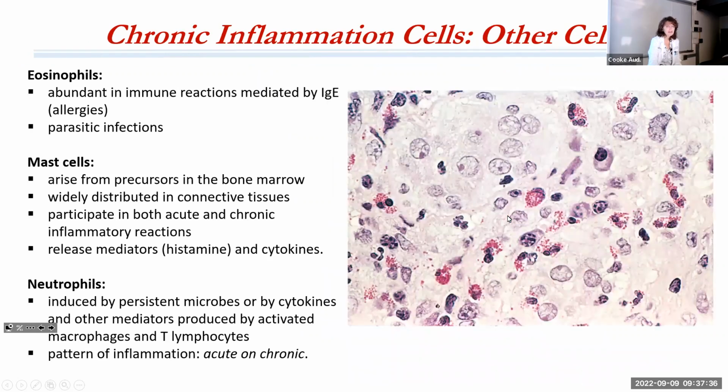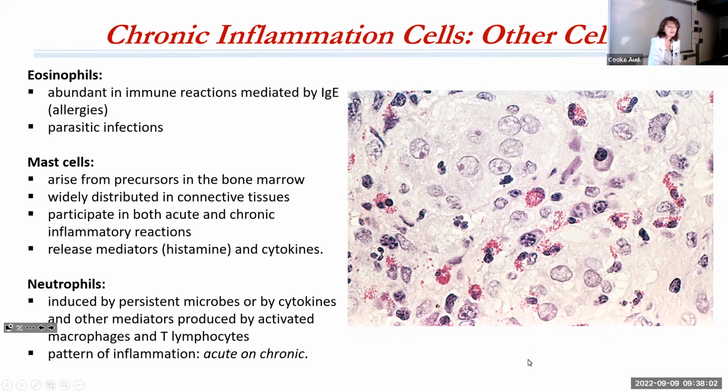There are other cells involved in this chronic inflammation. Eosinophils, I mentioned already. They are abundant in immune reactions mediated by IgE, allergies, you know them as allergies, and they're also important in parasitic infection. You will see a lot of them. These are the eosinophils, bright red, small granules, almost covering sometimes the nucleus.